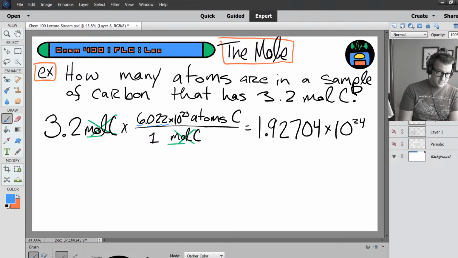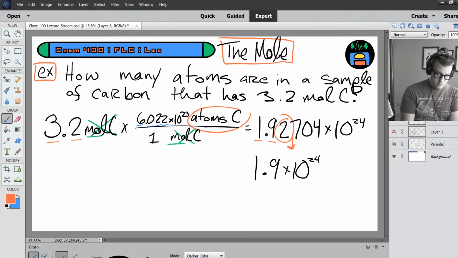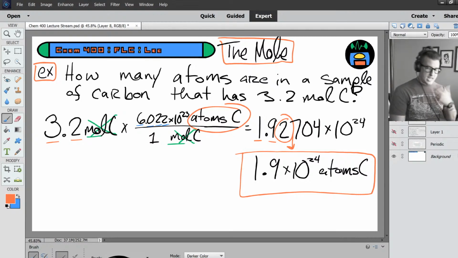So we've got 4 sig figs in 6.022. We have 2 sig figs in our sample of moles. So our answer can only have 2 sig figs. We count off the first 2. The next digit, 2, is a number that rounds down. So the correct value with the correct number of sig figs will be 1.9 times 10 to the 24th. And then the correct units here are atoms of carbon. So there are 1.9 times 10 to the 24th atoms of carbon in a 3.2 mole sample of carbon.